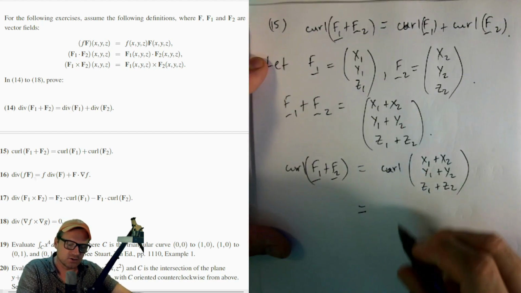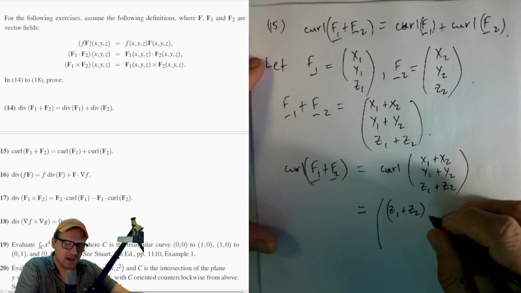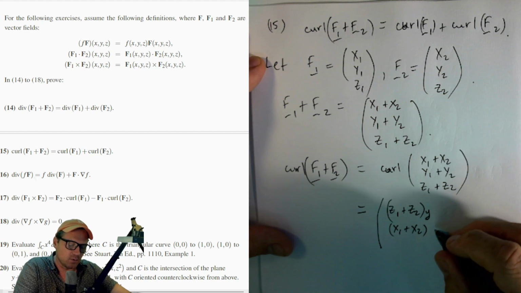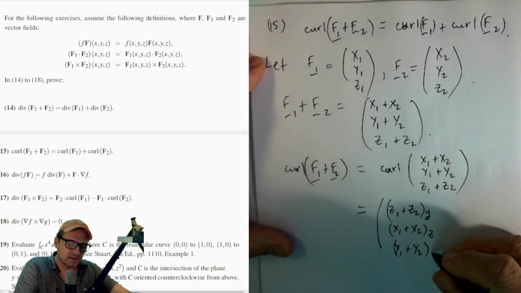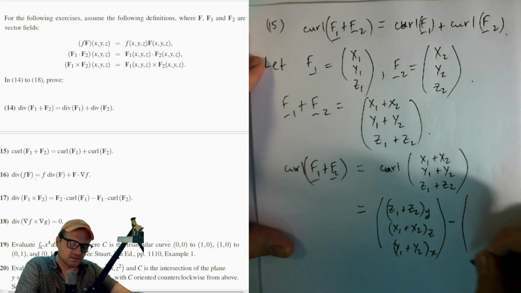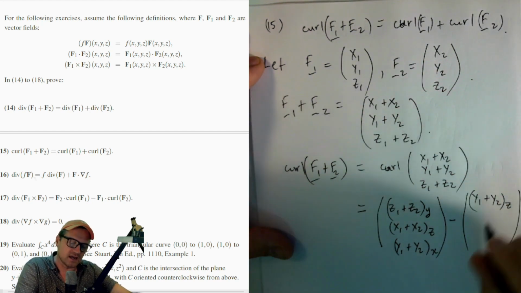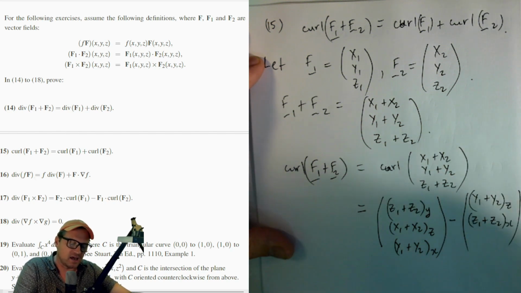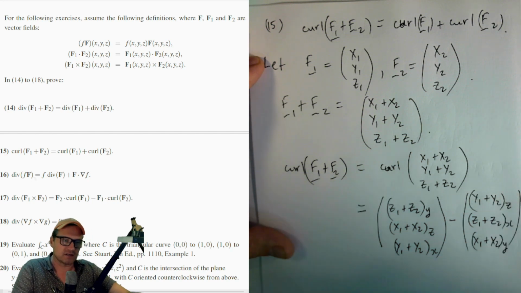And so according to our formula, we take the z component, differentiate that with respect to y. We take the x component, differentiate that with respect to z. Then we take the y component, differentiate that with respect to x, subtract. Now we take the y component and differentiate that with respect to z. We take the z component, differentiate that with respect to x. And finally, we take the x component and differentiate that with respect to y.